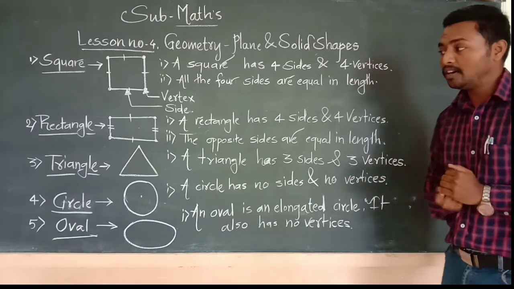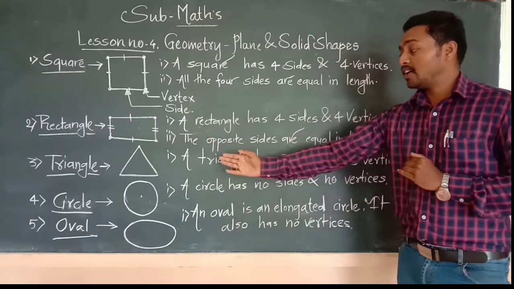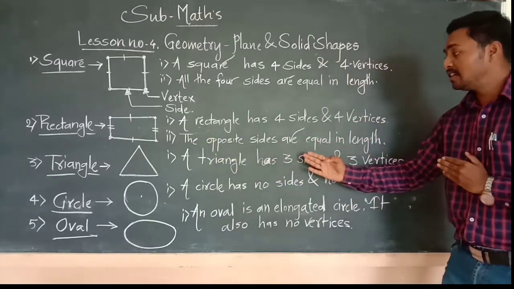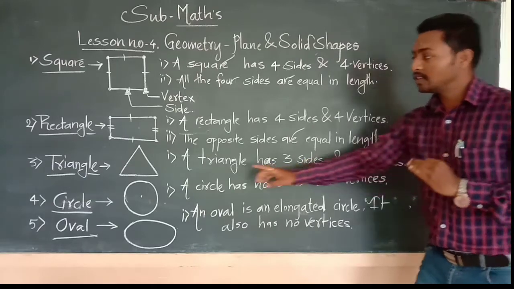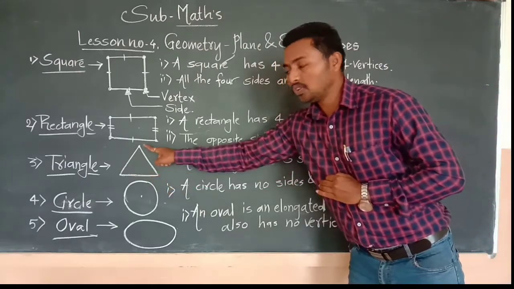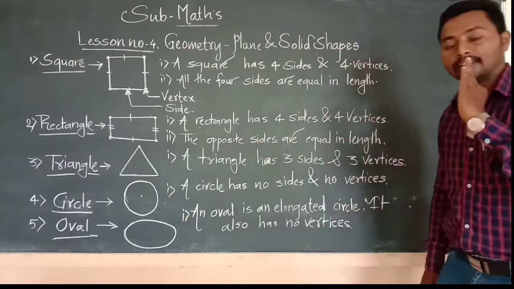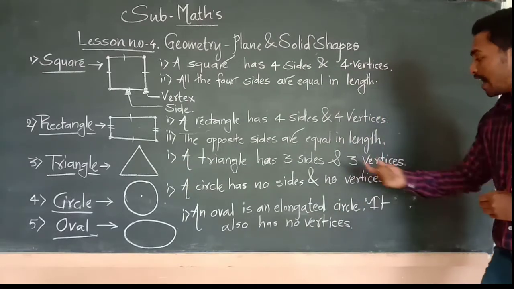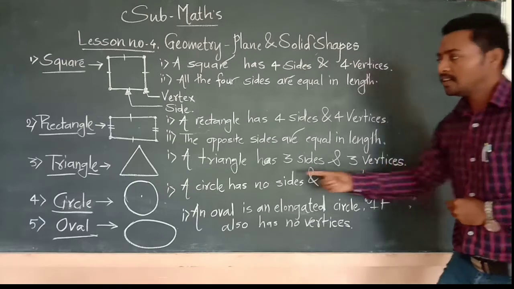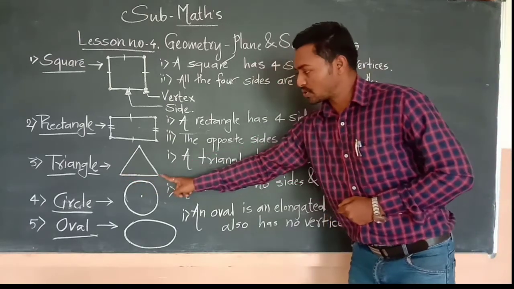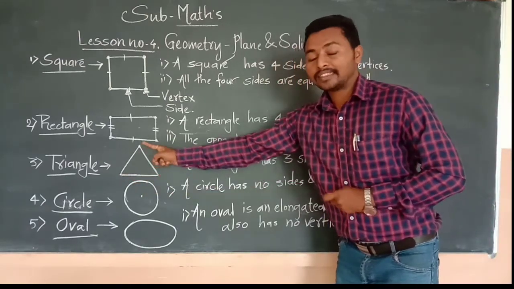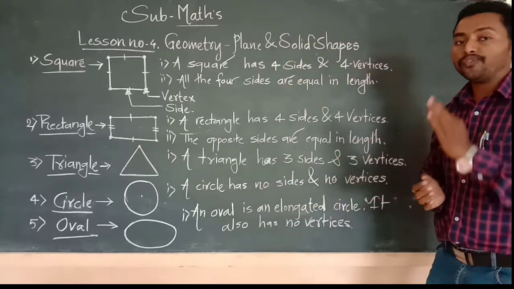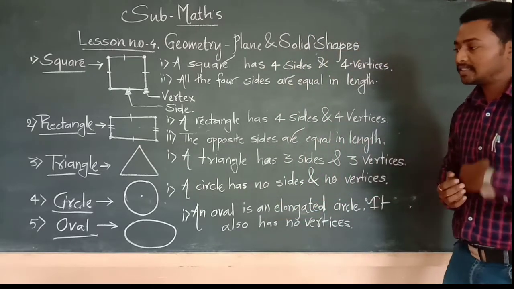Next, point number 3, triangle. A triangle has 3 sides. 1, 2, and 3. A triangle consists of 3 sides and 3 vertices. 1, 2, 3. The triangle consists of 3 vertices.